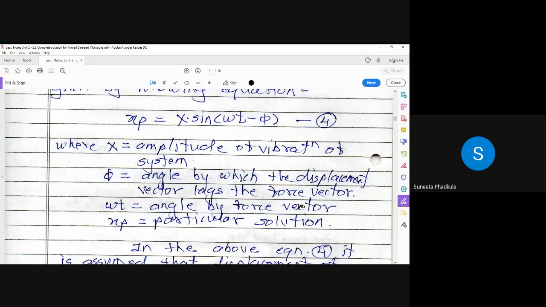What is omega t? It is the angle made by the force vector with the reference axis, that is, with the positive x-axis. And xp is the particular solution.